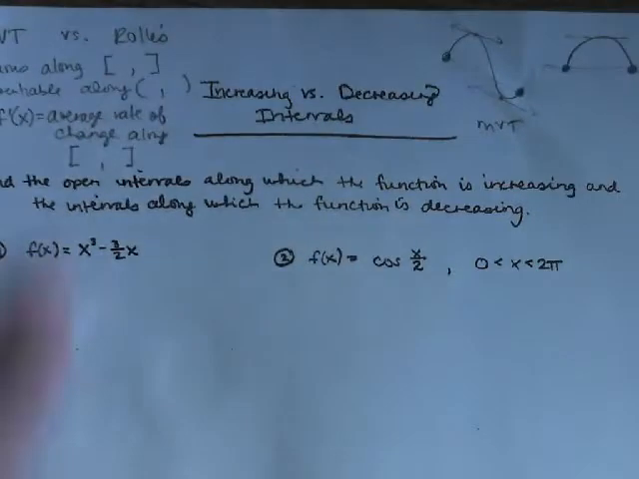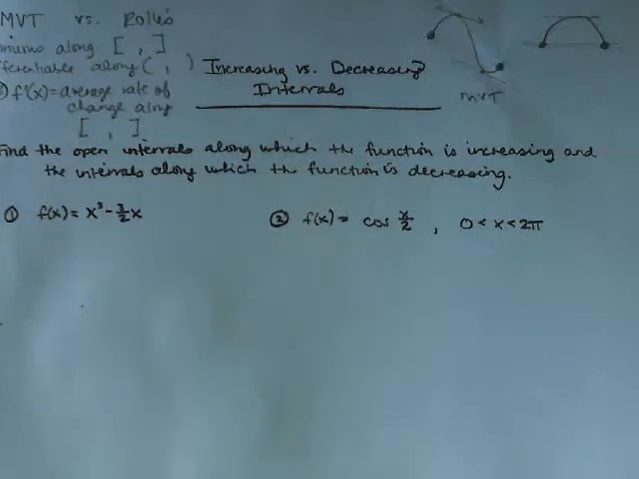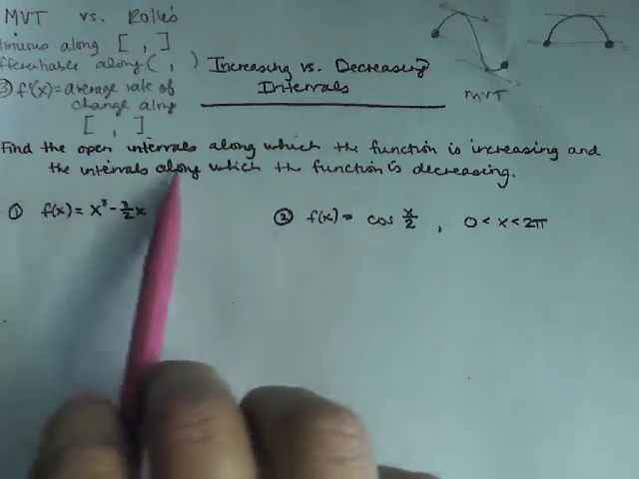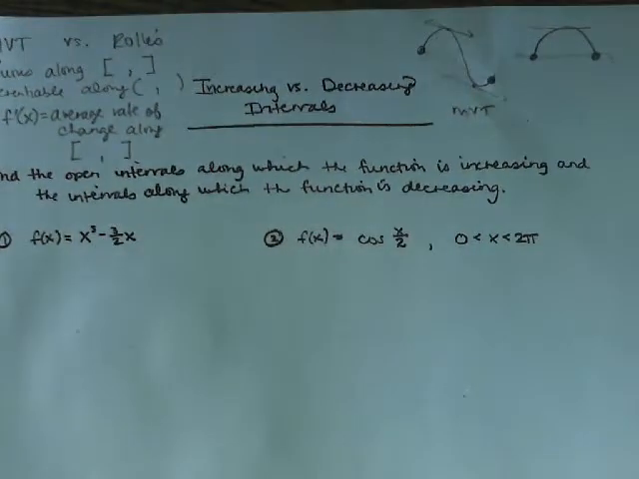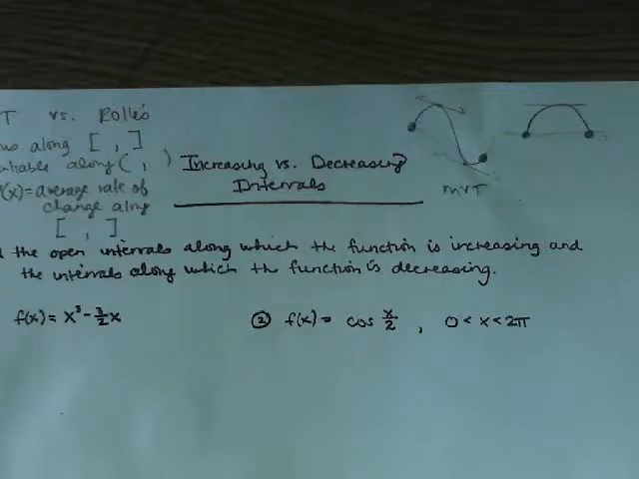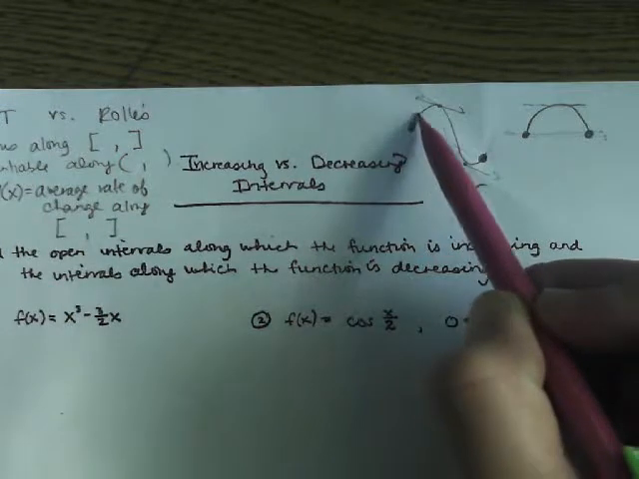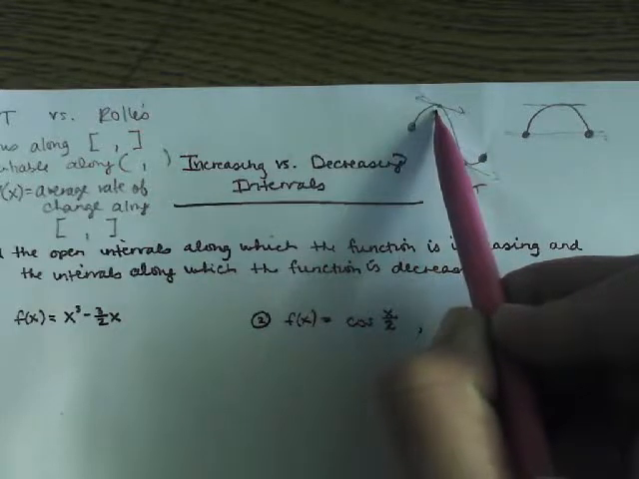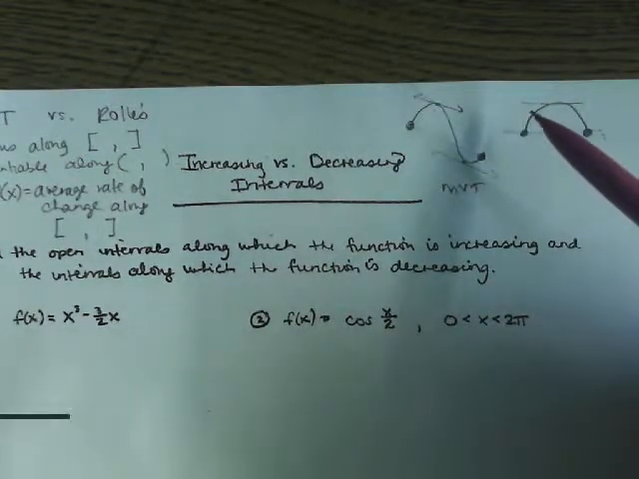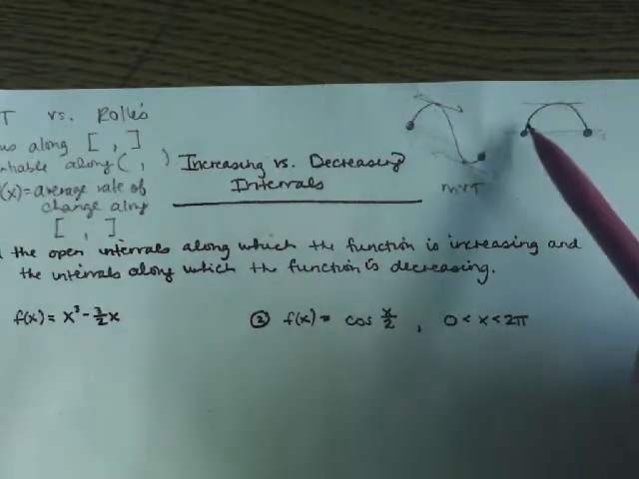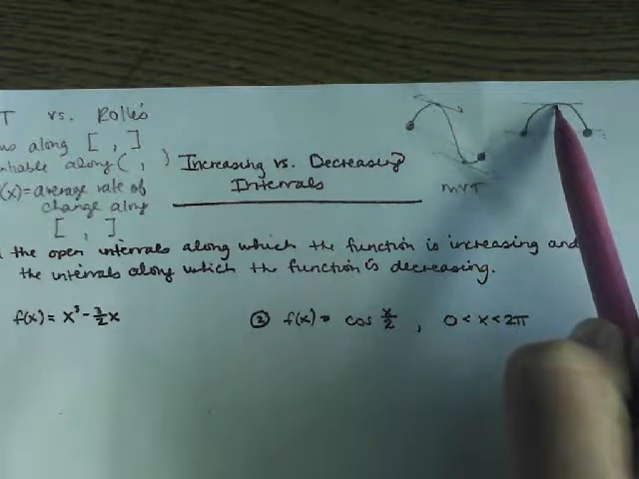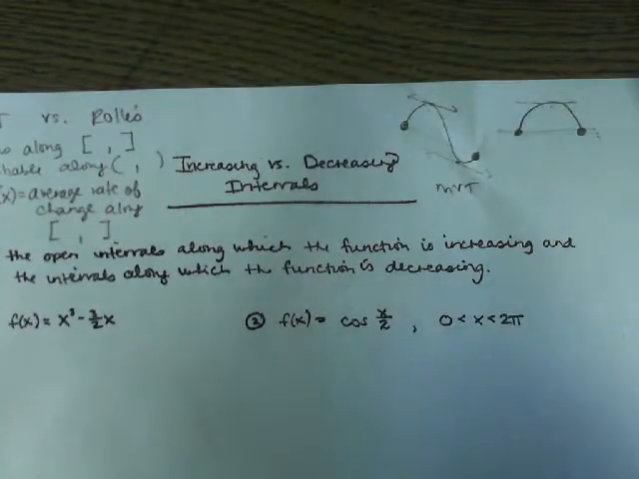So getting into the increasing, decreasing stuff a little bit more. Find the open intervals along which the function is increasing and the intervals along which the function is decreasing, okay? Functions change from increasing to decreasing right when the slope is 0 always, yes? So a function is going to change from increasing to decreasing or vice versa anywhere where the slope is 0 or anywhere where the slope is undefined.